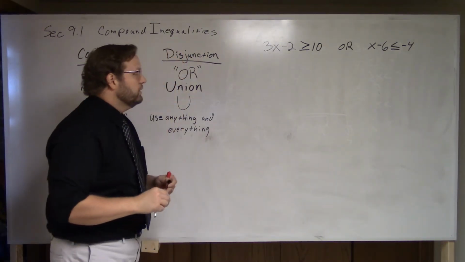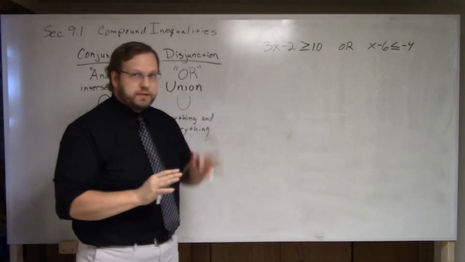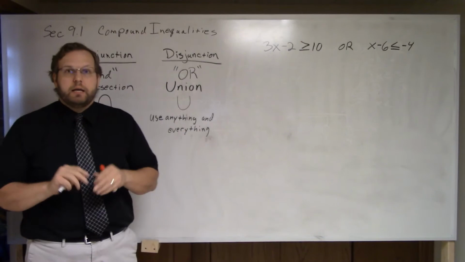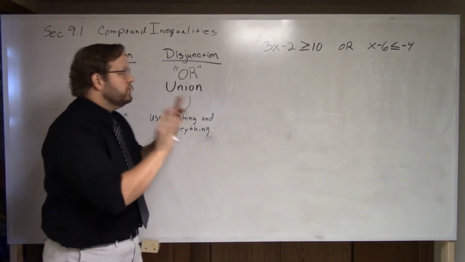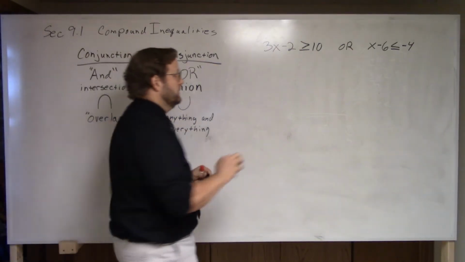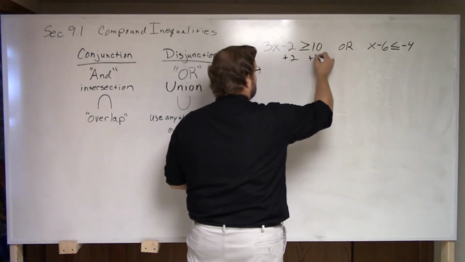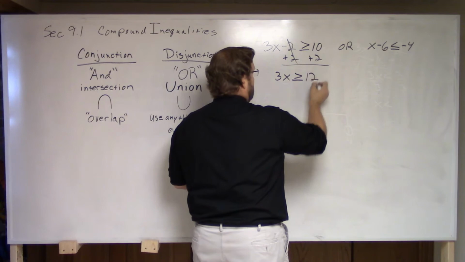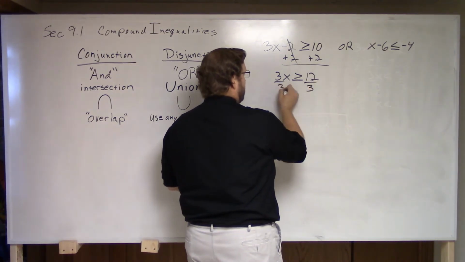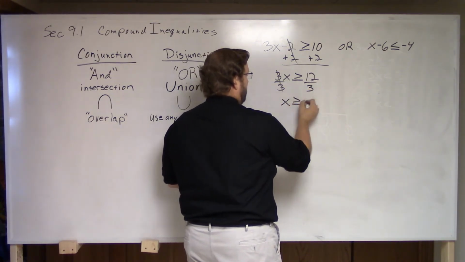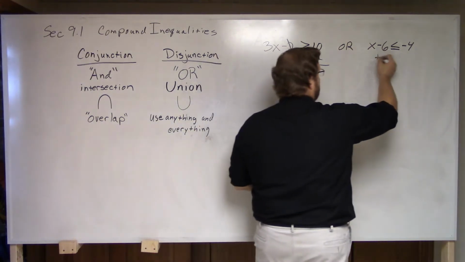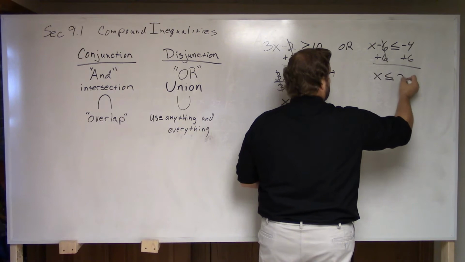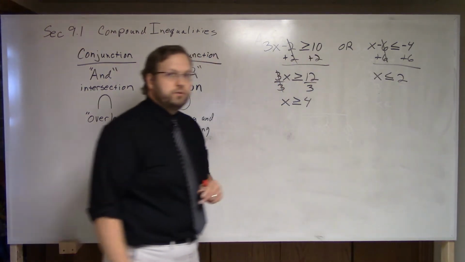On this one, again, it's an or statement, so it's a disjunction, or we could call it a union at the end. But right now we don't care about that. We have two inequalities, solve them separately. So I'm going to add a 2, and then divide by 3. And then here I'm going to add a 6, and I get a 2.